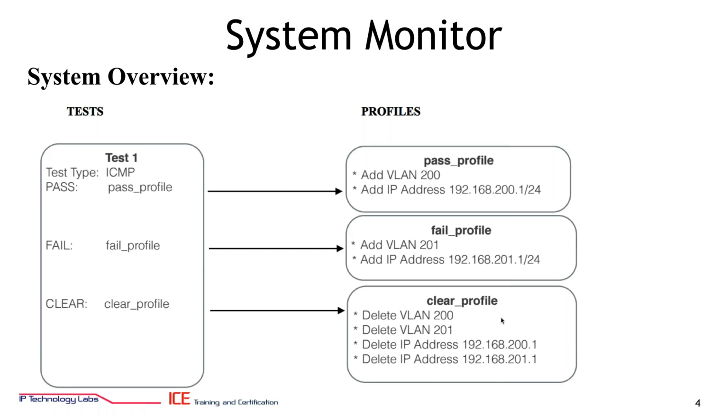The clear profile is anytime you change states, it will run the clear profile. And a lot of times we don't even define a clear profile. But in this scenario, anytime it goes from a pass to a fail or fail to a pass, anytime it changes states, I have it clearing out all the VLANs and all the IP addresses.